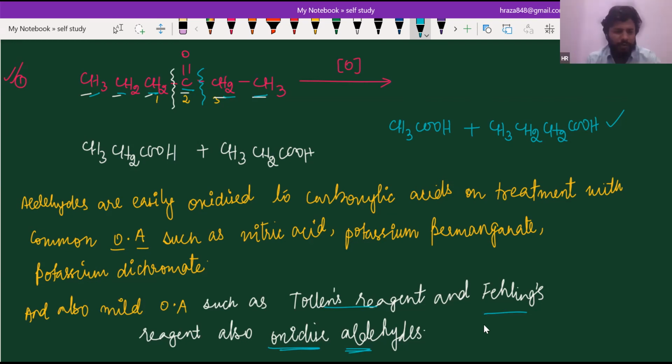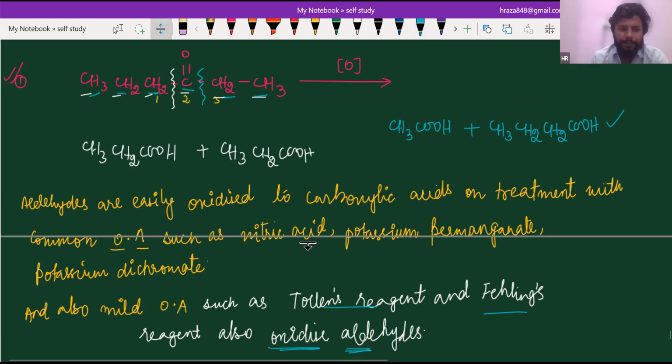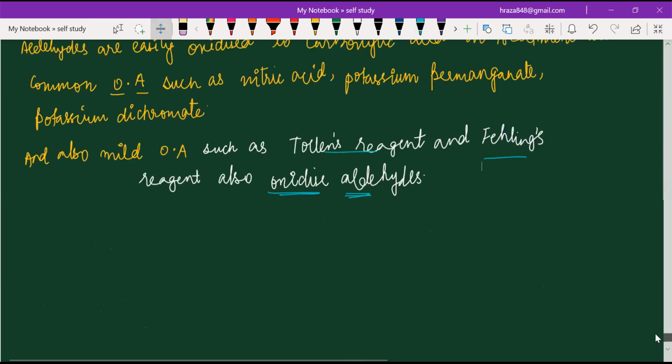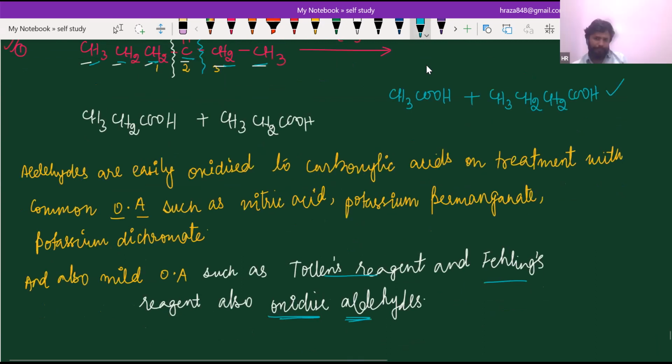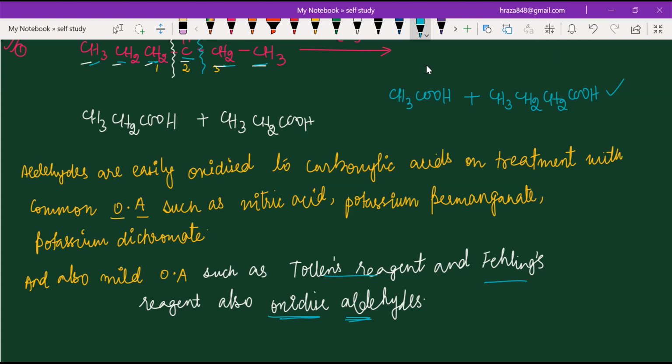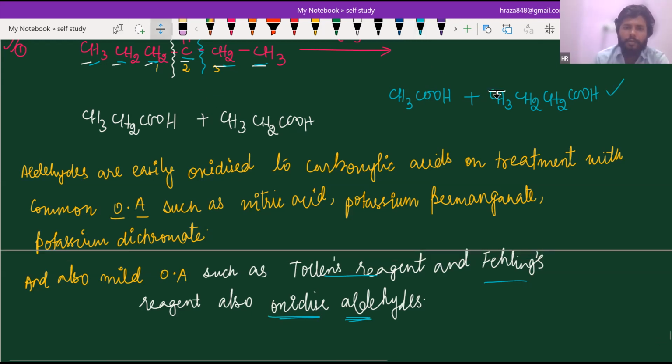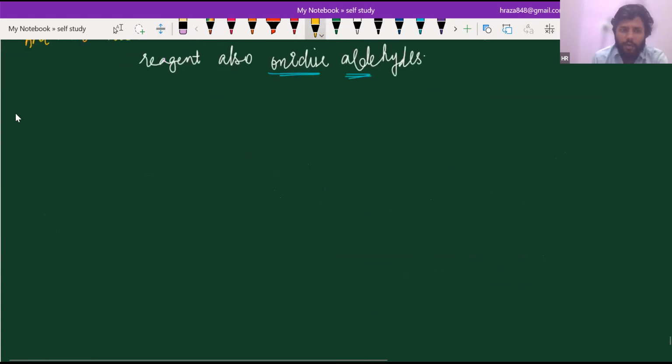So let's focus on this. Can I change the slide? Just a minute, almost done. Please do let me know when you're done. Thanks. Everyone done with this? Now, for ketone, I'm going to write a point. Please do write it with me, as I have already explained it.